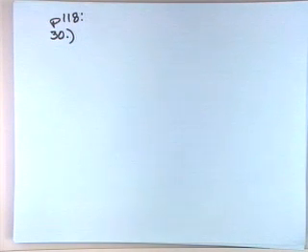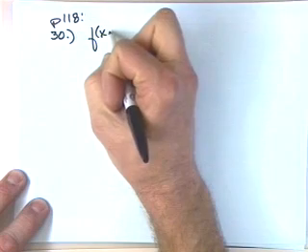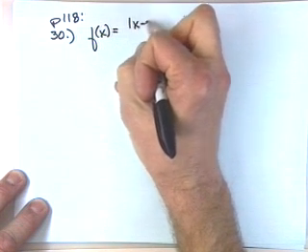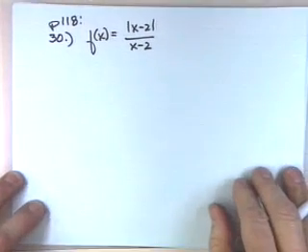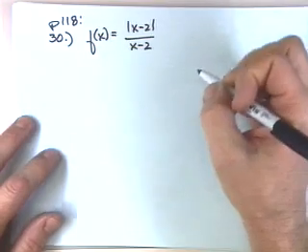Page 118, number 30. Directions: find the limit if it exists. If the limit does not exist, explain why. Well, let's look at this function, the absolute value of x minus 2 over x minus 2. And we care what is happening to this function near x equals 2.